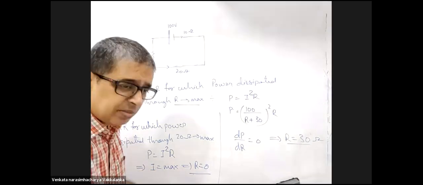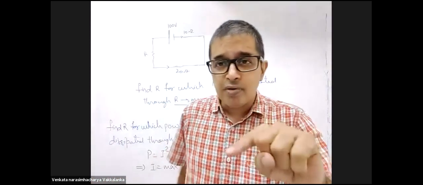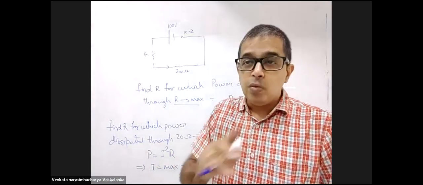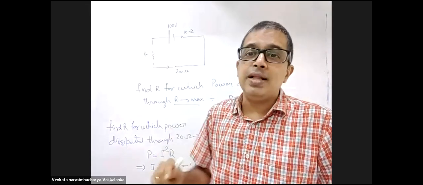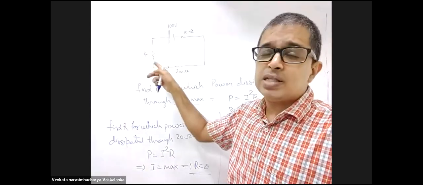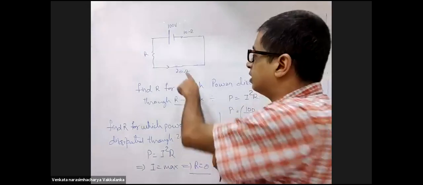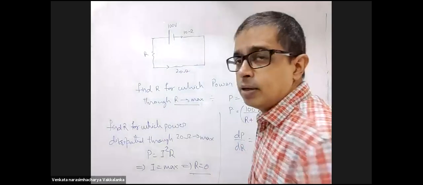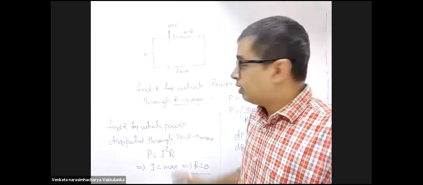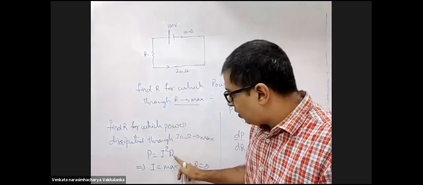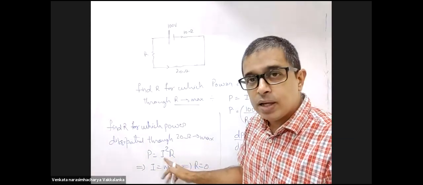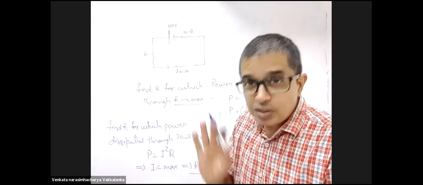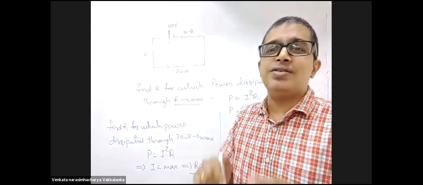Don't tell me you will apply the maximum power transfer theorem here. The maximum power transfer theorem applies when you are finding the maximum power through the resistor itself. When you want the maximum power through something else, don't apply it. Don't tell me maximum power through this will be when 20 is equal to R plus 10. It will not be. Maximum power through this, when you have fixed R, means current should be maximum. Current is maximum means R should be 0. See the logic carefully.